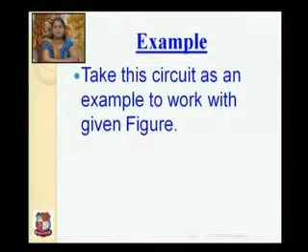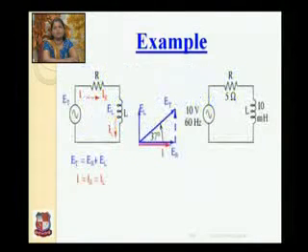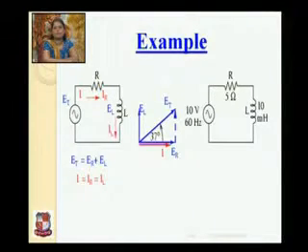Now the second example. Take this circuit as an example to work with, and the figure is given like this. Resistance and inductor are connected in series. The value of resistance is 5 ohm, the value of inductor is 10 millihenry, the supplied voltage is 10 volt and the frequency of the supply is 60 hertz. And you have to find the total voltage, the resultant voltage, the voltage across the resistance and the voltage across the inductor.